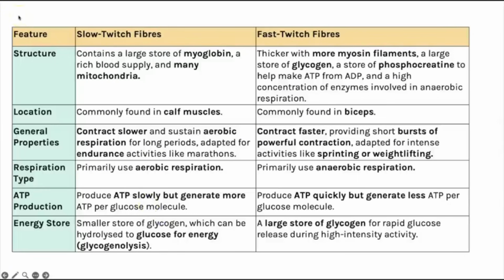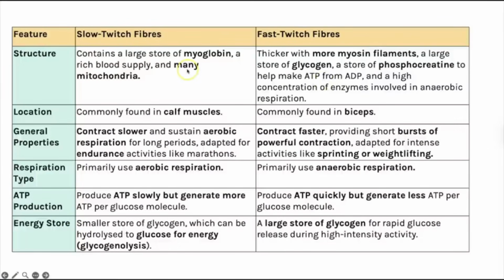The last bit of this topic is knowing the difference between slow twitch muscle fibres and fast twitch muscle fibres. So knowing the difference between the structure, location, general properties, the type of respiration that happens, ATP production and energy storage. So I recommend screenshot this page, or if you've downloaded my free booklet, fill it in so you've got this for your revision.